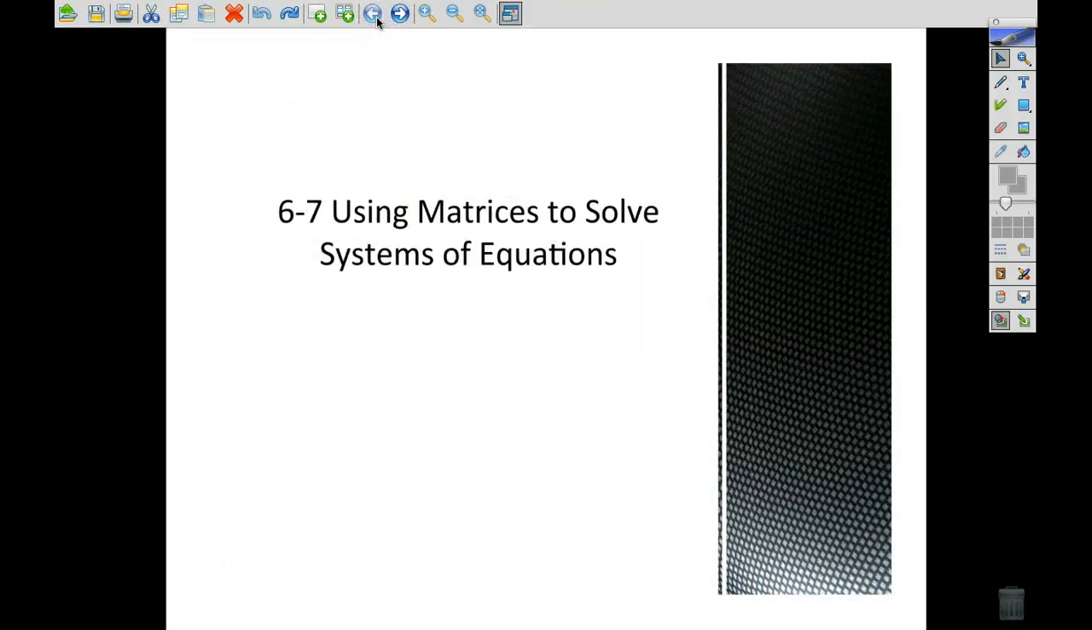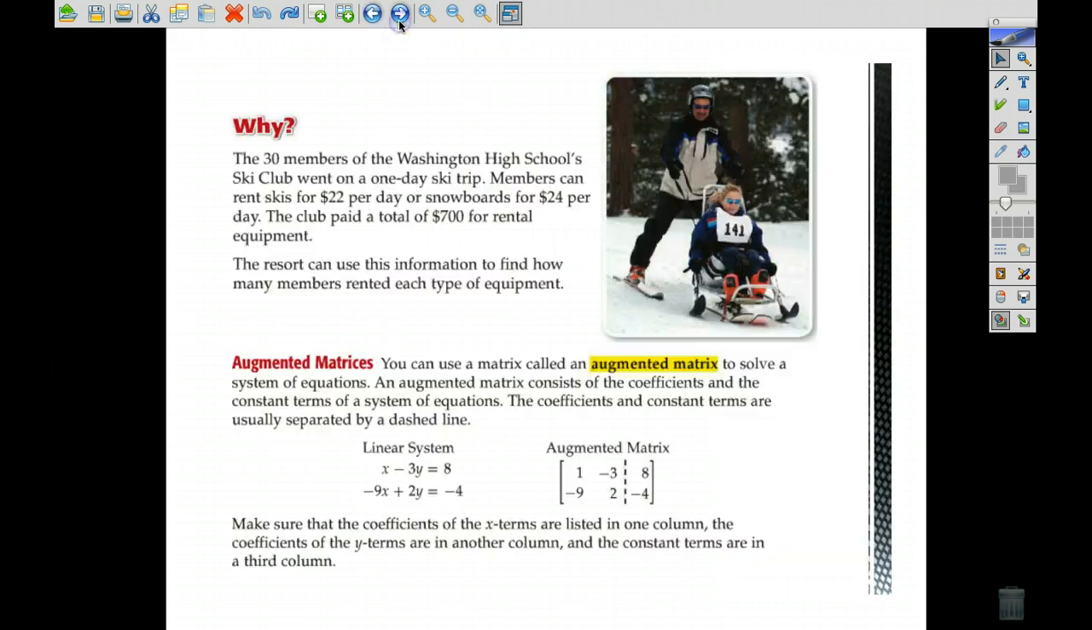So last lesson we learned how to add, subtract, and multiply matrices. And that was just a real simple in the bracket. We find the same dimensions. We can only add or subtract if they have the same dimensions. For instance, if it's 3 by 2, you can only add and subtract another 3 by 2. So today we're going to learn how to use these matrices to solve systems of equations.